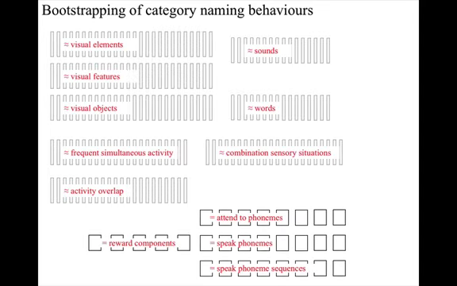So within this overall architecture, let's now go on to take a closer look at the nature of the genetic biases and how they interact with experience for the process of bootstrapping category naming behaviors. But let's start with the definition of phonemes, or basic sounds used in speech, and we'll start with that in the next section.